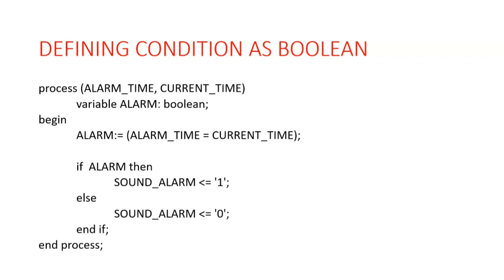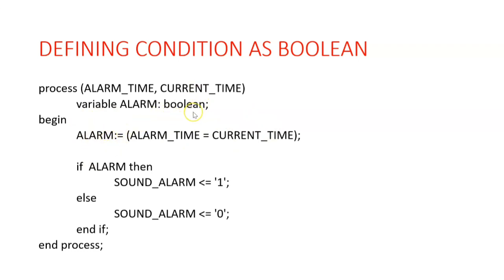Next, defining conditions as Boolean. So next we are going to define the conditions of an if statement as Boolean. Again, you are writing this if statement inside a process. So process with alarm time and current time in the sensitivity list, variable alarm is Boolean. So you are defining a Boolean variable, and the name of the variable is alarm. Okay. Begin. Alarm is set to alarm time equal to current time. This means that when alarm time is equal to current time, then the variable alarm is set to 1.